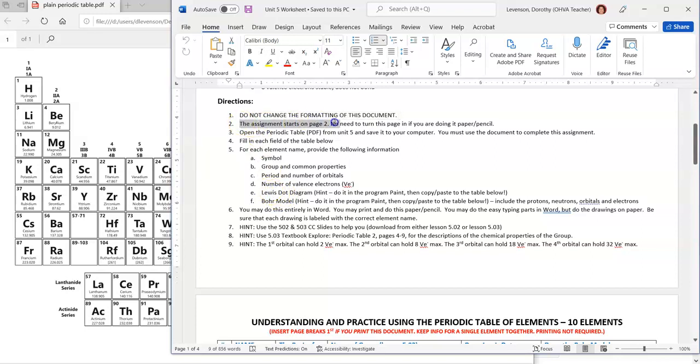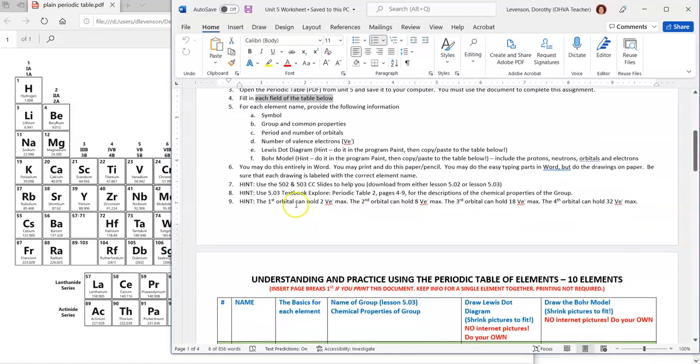Number two, it starts on page 2 and make sure you go all the way to the end. There are 10 total, okay? You need to open your document for the periodic table and you need to fill in each field on the table below. For each item, you are going to do the symbol, the group, and the common properties, which should come from the actual textbook that's in your lesson, and we'll look at that a little bit.